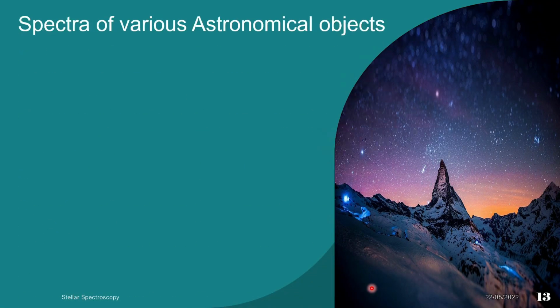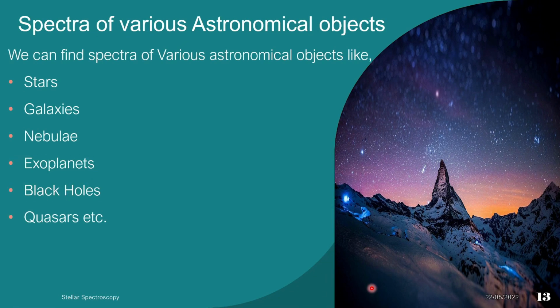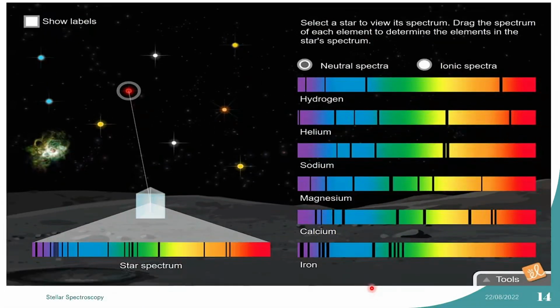We can find spectra of various astronomical objects like stars, galaxies, nebulae, exoplanets, black holes, quasars, and many such objects. We will see some of them. If you probe into a star's surface, you might get this type of spectral image, but it varies from star to star depending on what kind of elements are present in those stars. If it's hydrogen, you will see this type of spectra, and if helium, this type, and so on and so forth.